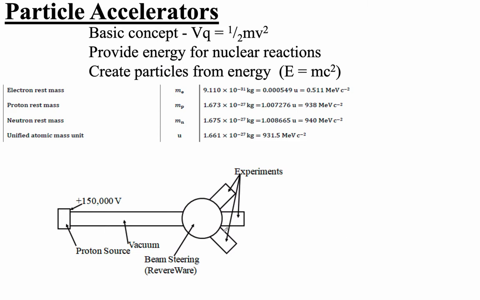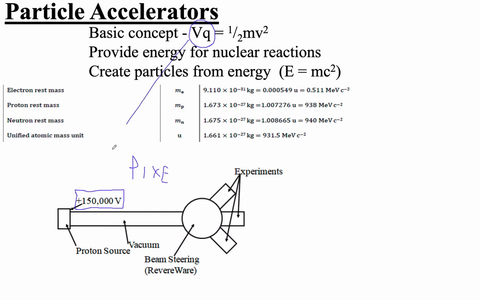This is a diagram of the particle accelerator I worked with at Macalester College. I think it was 150,000 volts. I think we did proton-induced X-ray emission, PIXE. I can't remember. We did some other experiments, but basically the idea is that we accelerate ions through a vacuum. So there's some difference in potential.